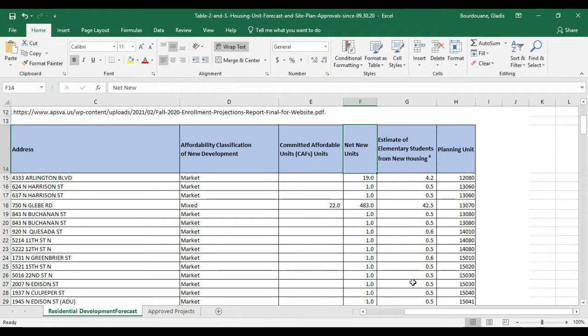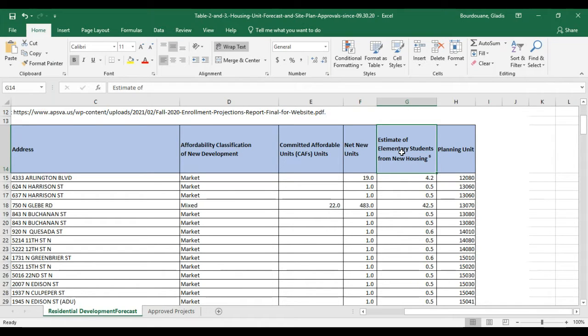The theory being that for those 4 units, if there had been students, we would have been counting them in some of the data that we use to start off the projections. And I'll get into a little bit of that later. And then this is one title, Gladys, that I just caught. We need to change the title of G, and that should not be elementary students, that should just be estimate of students from new housing.